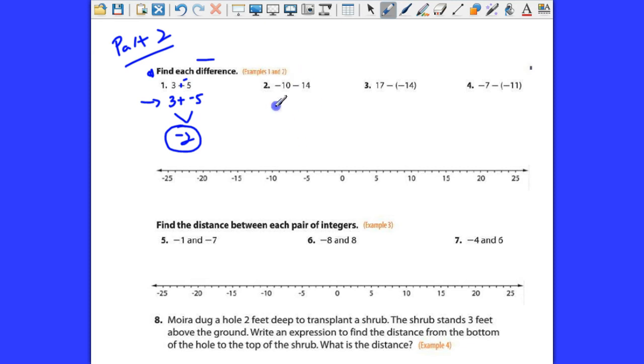Negative 10 minus 14. Change that thing to addition. We don't like that subtraction. Negative 10 plus negative 14, right? It's minus positive, so we make it plus negative. It's the same thing. The answer to that question is negative 24.